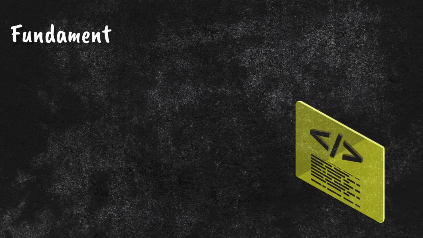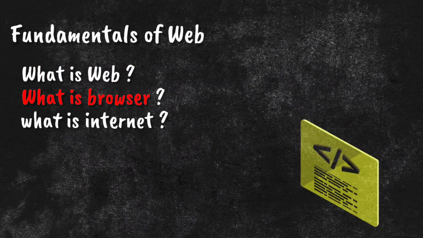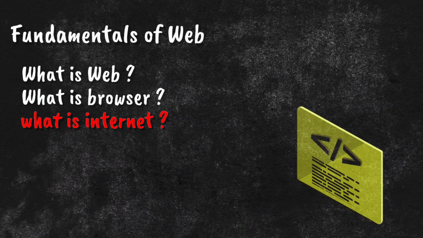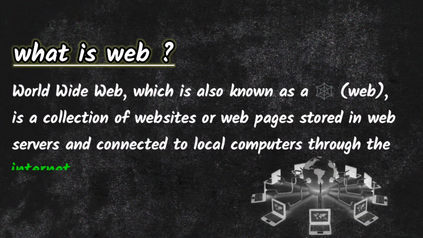Before starting the actual course of web development, let's see the fundamentals of the web. In this we'll see what is the web, what is a browser, and the internet. Let's see what the web is first. The WWW, aka World Wide Web, which is known as the web, is a network of interconnected systems, having a collection of websites and web pages, which are stored on web servers, and can be accessed via local computers, meaning our own personal computers, with the help of the internet.